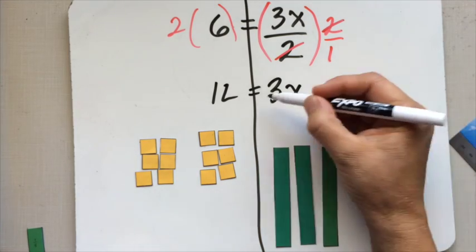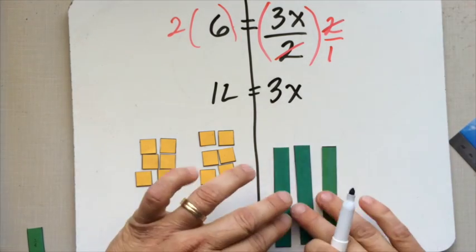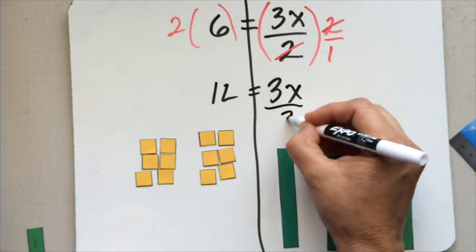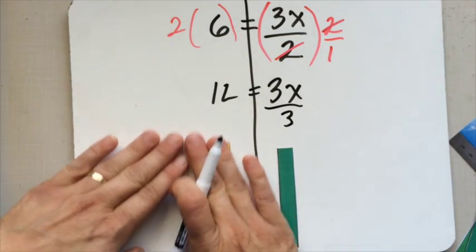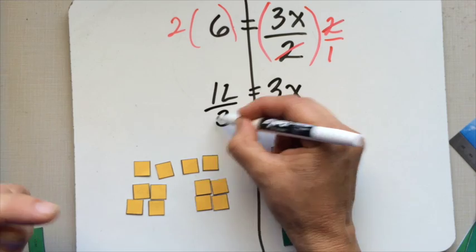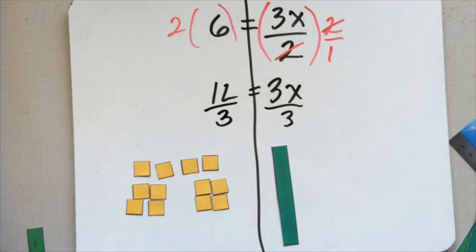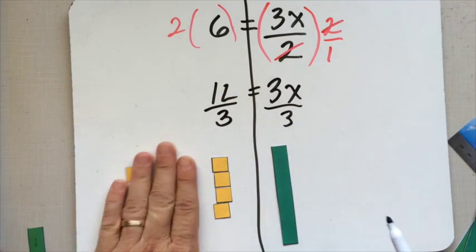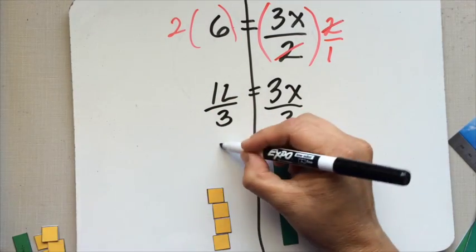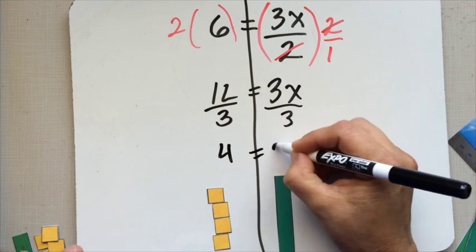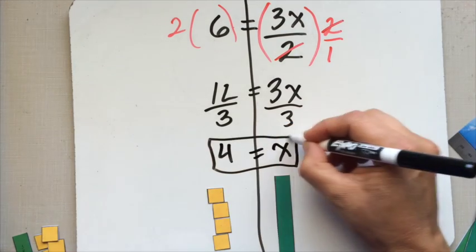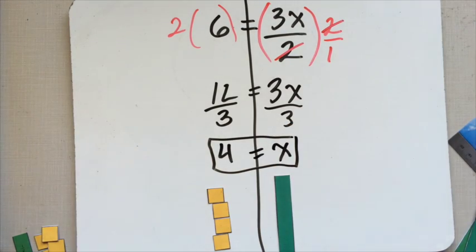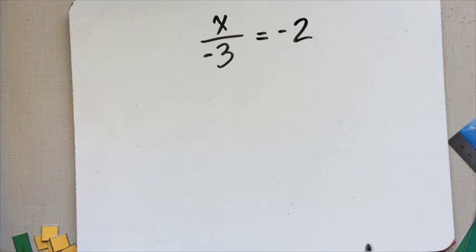The inverse of multiplying by 3 is dividing by 3. I'm going to divide this into 3 groups, and I'm only going to keep 1 of them. I have 12 1s, and since I divided this side by 3, I'm going to divide this side by 3. So when I divide my 12 1s into 3 groups, I can see each group contains 4 1s. So I get x equals 4, 4 equals x, equals 4, same thing. Here's another one for you to try.